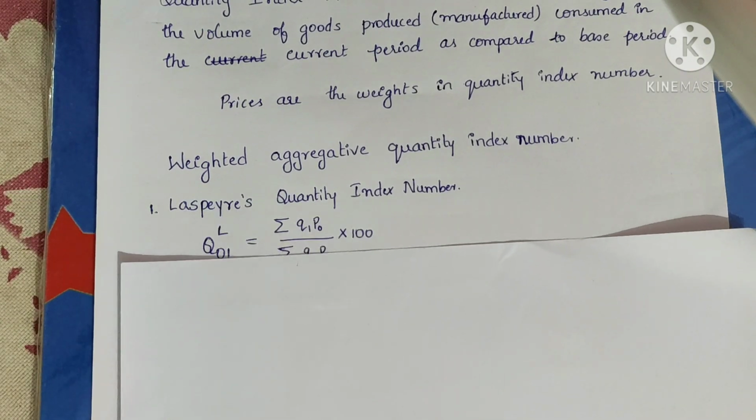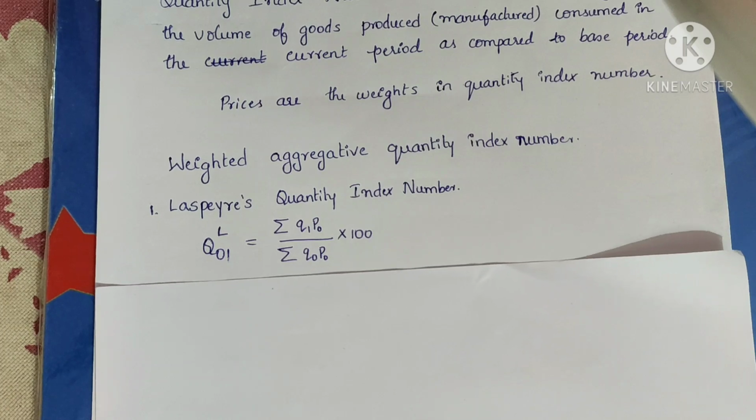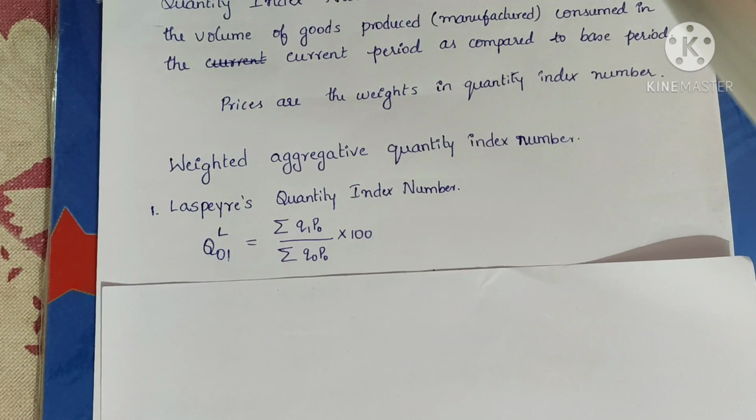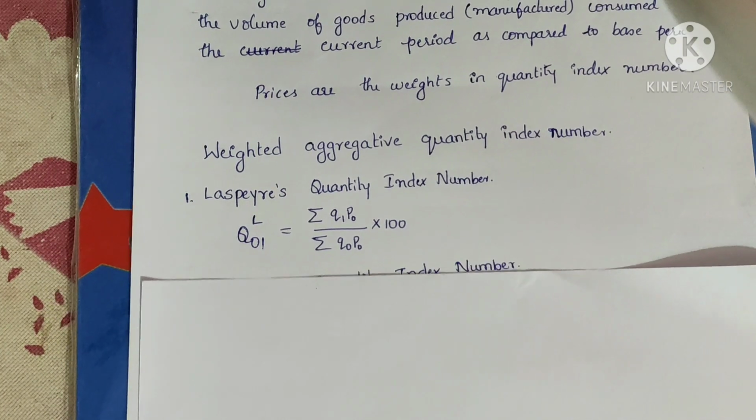First one is the Laspeyres quantity index number. It is given by Q01 equals summation Q1 into P0 divided by summation Q0 into P0, into 100. Similarly, you have done this in the price index number, that was the Laspeyres price index number. Similarly here, the Laspeyres quantity index number.